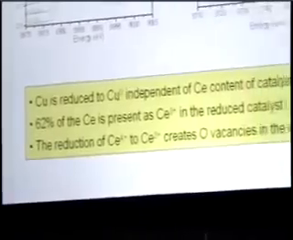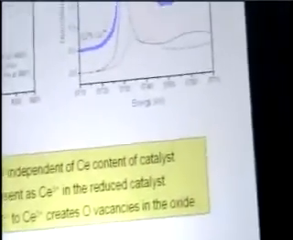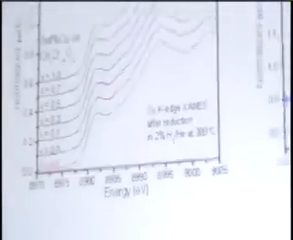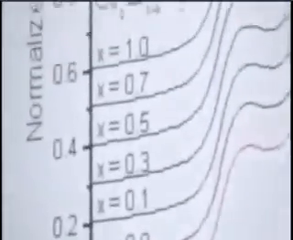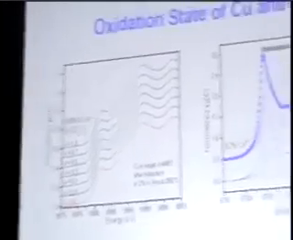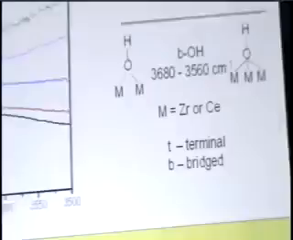We find from in situ XANES that all the copper is in fact reduced, but 60% of the cerium is not in the +4 state, it's in the +3 state. So cerium goes from +4 when it was first introduced to +3 under reaction conditions. So we create vacancies in the oxide.